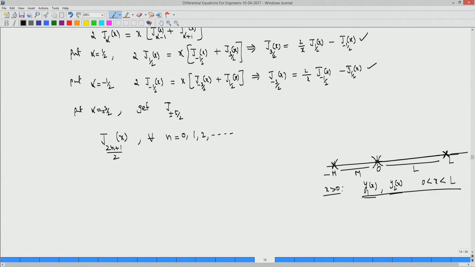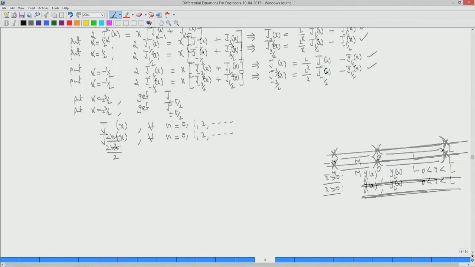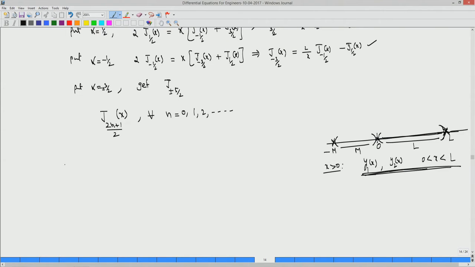This is the theorem without proof. Y1 and y2 are finite whenever x is between 0 and the next singular point L. For the Bessel equation there is no such L, it is infinity, so for all x positive your solutions are valid. Similarly for the negative side. Just for the sake of completeness we can write the solutions J alpha of x, which is defined for x positive.